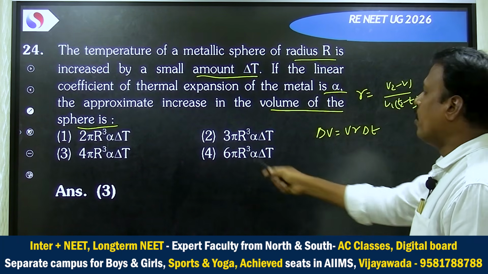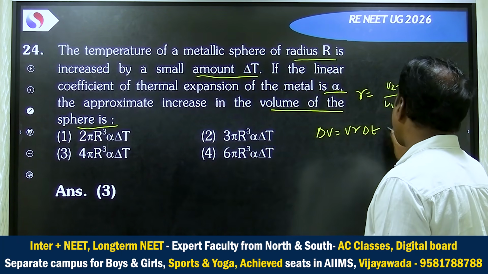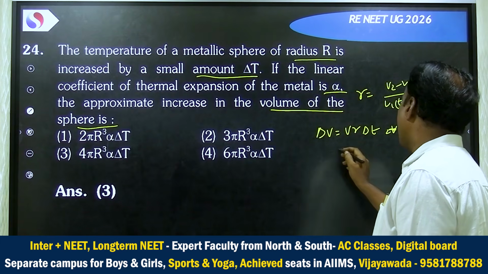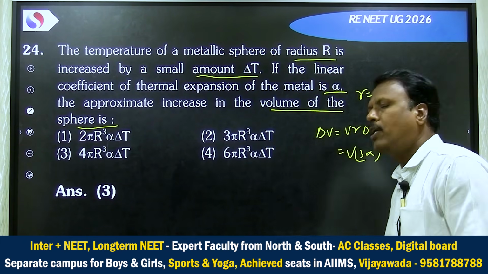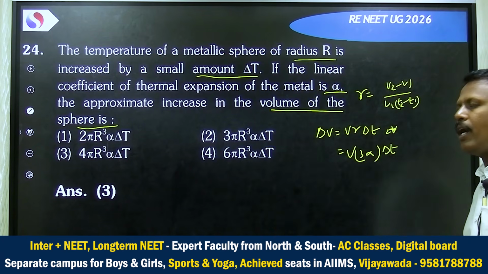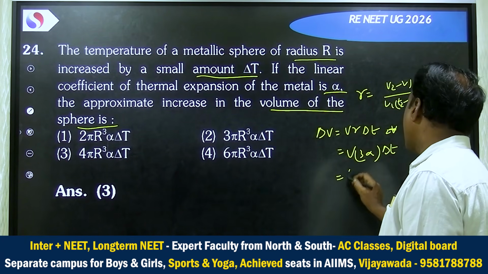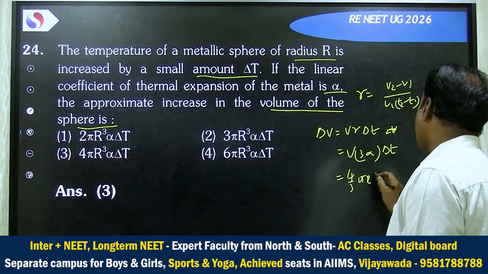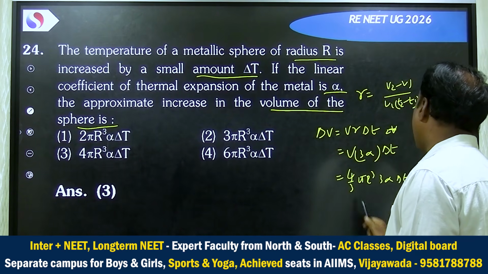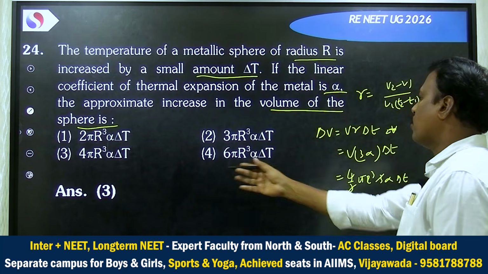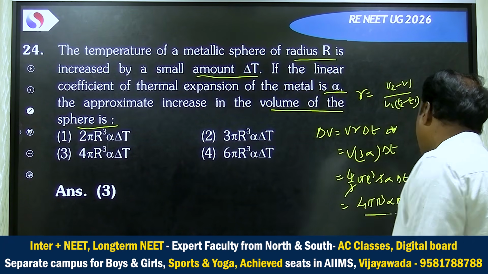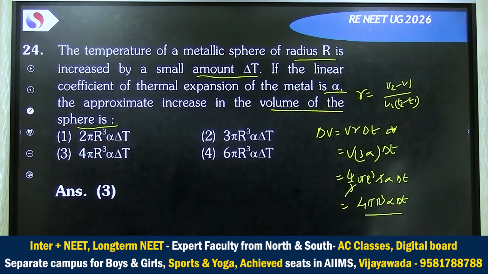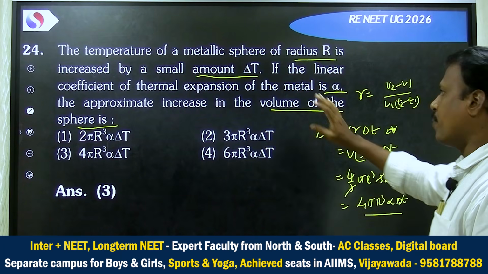But in this problem, gamma is not given anywhere. That's why you need to assume alpha in place of gamma. The relation between alpha and gamma is gamma equals 3 alpha for all isotropic materials. Expression for volume of a sphere, then 3 alpha, then delta T. The 3 gets cancelled, so your value should be 4 by 3 pi r cube alpha delta T. So it is also from the very basics of thermal properties of matter.